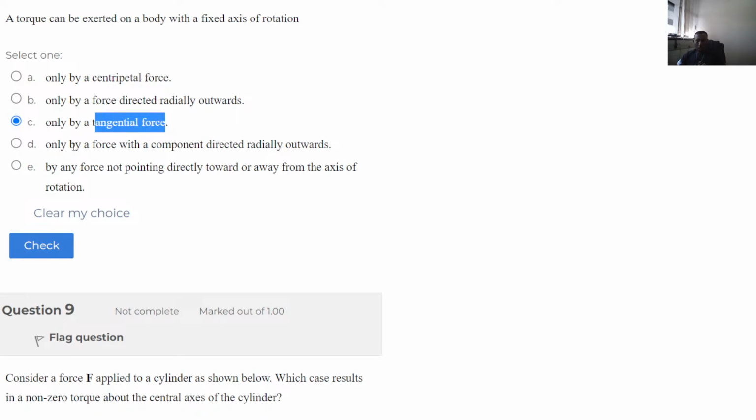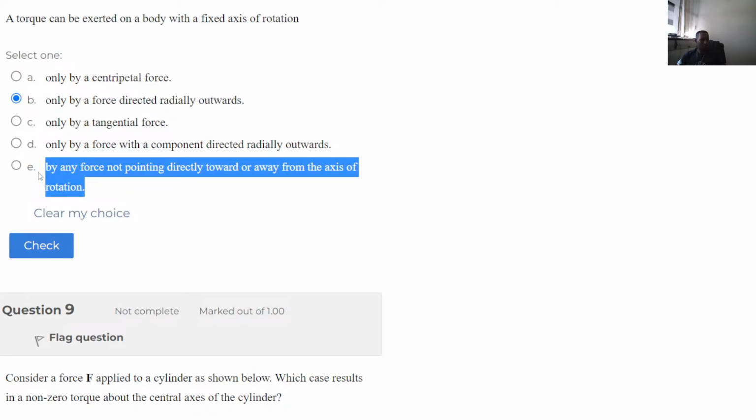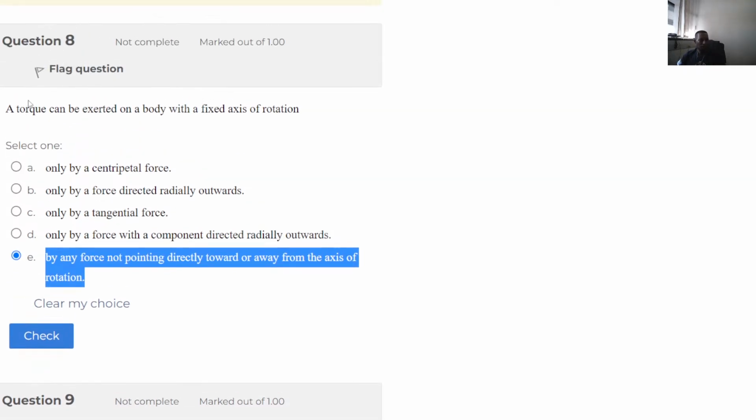Let's say D: only by a force with a component directly radially outward. That is completely wrong. It's the same as that one. E: by a force not pointing directly toward or away from the axis of rotation. You see, this is the correct one for me. The correct one therefore should be E. The angle shouldn't be 0 or 180 degrees. Other than that, anything can cause a torque, a turning effect. But it is maximum when it is a tangential force. It's a minimum at 0 and 180 degrees. I'm talking about the angle. I believe E should be the correct answer.